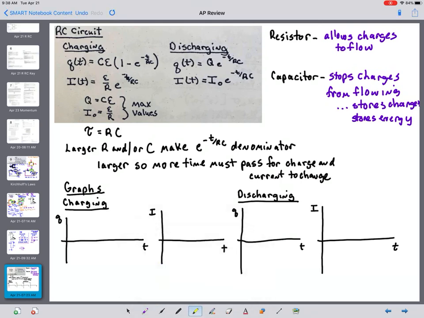Well, that R times C is in the denominator of each one of our equations in terms of the base e, keeping in mind that exponent of base e is negative, so then that e would actually be in the denominator of the overall fraction. Looking at the exponent, negative t over RC, in that exponent, the R and the C are in the denominator. So when you make those larger, the denominator of the exponent gets larger. So then your fraction gets smaller.